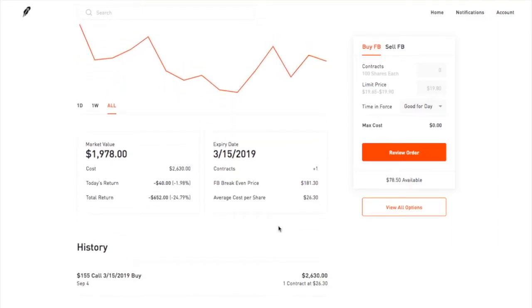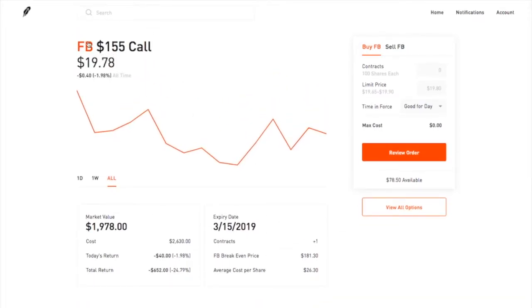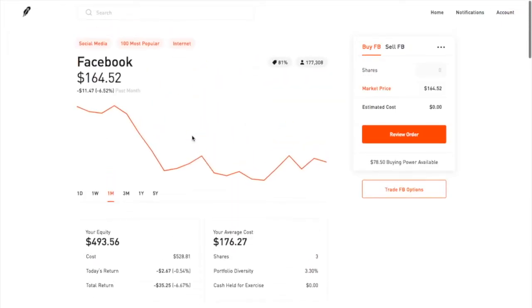But this option does expire next year in March 15th, so it has to pass the break even point of $181. And let's look at Facebook real quick and see what the price is. And Facebook is at $164, so it still has quite a ways away to hit that 181 from the break-even price, but hopefully it gets back up there. If not, then I'm gonna have to take a loss on this, which I'm not too happy about, but sometimes you just have to take a loss.